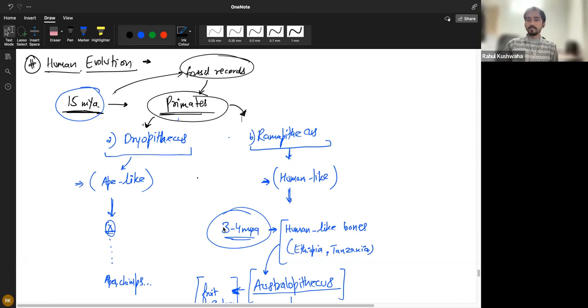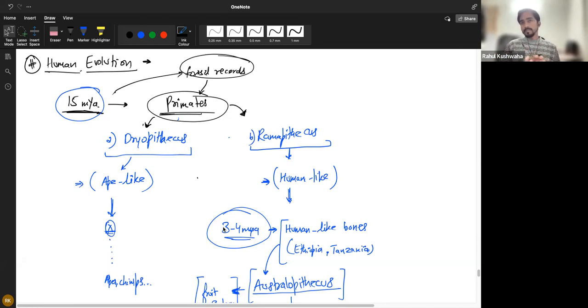Chimpanzees are as evolved as we are. For that matter, any organism, even plants, are as evolved as we are, because they are also evolving with time. We are also evolving with time. We are different, they are different organisms. That's the whole point about biodiversity.